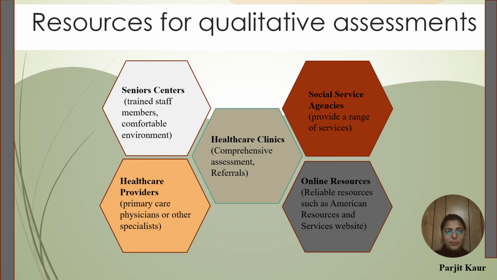Next is resources for qualitative assessment. First is senior centers. They have trained staff members who often provide services and programs to the community such as health assessments, educational programs, and social activities. Next, healthcare clinics also provide comprehensive assessment including health education and chronic disease management. Social service agencies also provide a range of services. Online resources are very reliable sources, such as government resource services websites, from where we can get information. Healthcare providers also often assess the health needs and risk factors of the community, such as physical, mental, and social factors. So, these are the sources from where we can get information about the people.